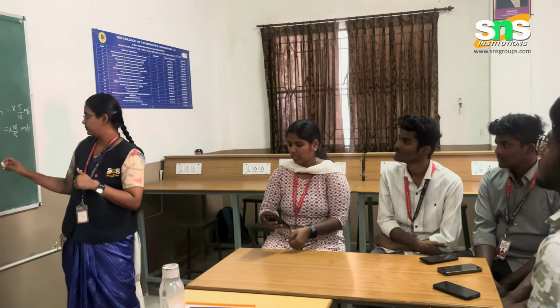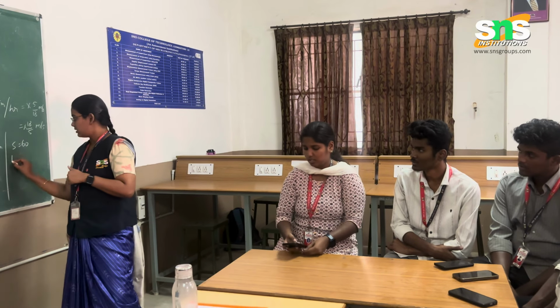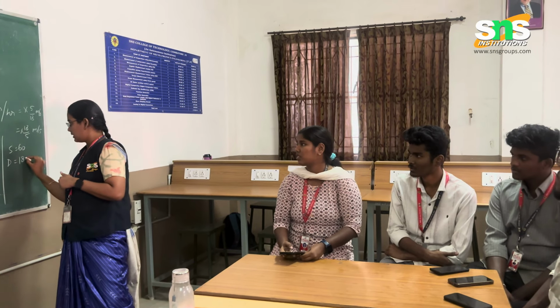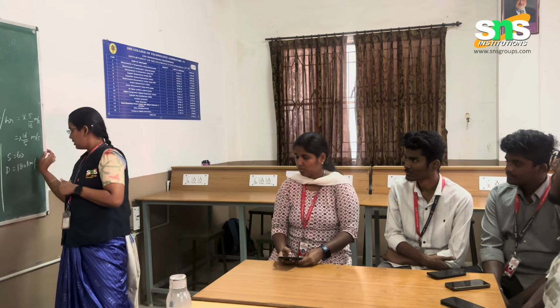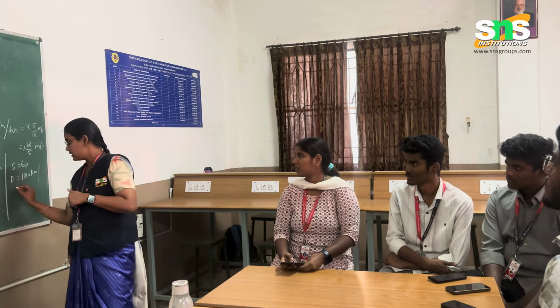Okay. So can you tell me any other problem so that we can solve one more problem? A train covers 180 km at a speed of 60 km per hour. Find the time taken. So what are the given data here? Speed is equal to 60 km per hour. Distance is 180 kilometer. Okay. What is the time? Find the time taken.